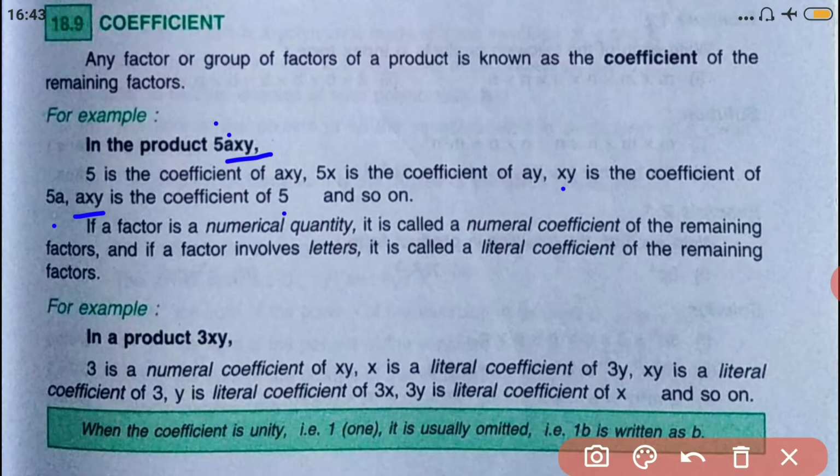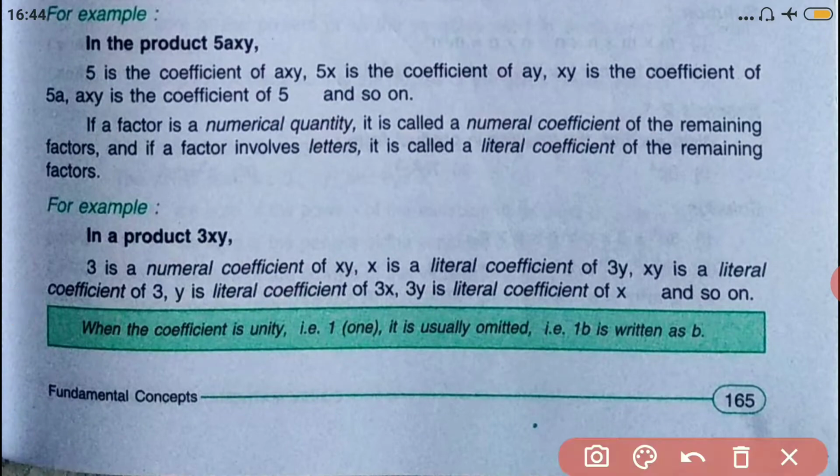If a factor is only a numerical quantity, for example here only 5, it is called numerical coefficient, right? But if the coefficient consists of any letters or numbers together, then it becomes literal coefficient. For example, in a product 3xy, if I take only 3 as the coefficient of xy, so 3 is the numerical coefficient of xy, right? Then x is the literal coefficient of 3y. xy is also a literal coefficient of 3.